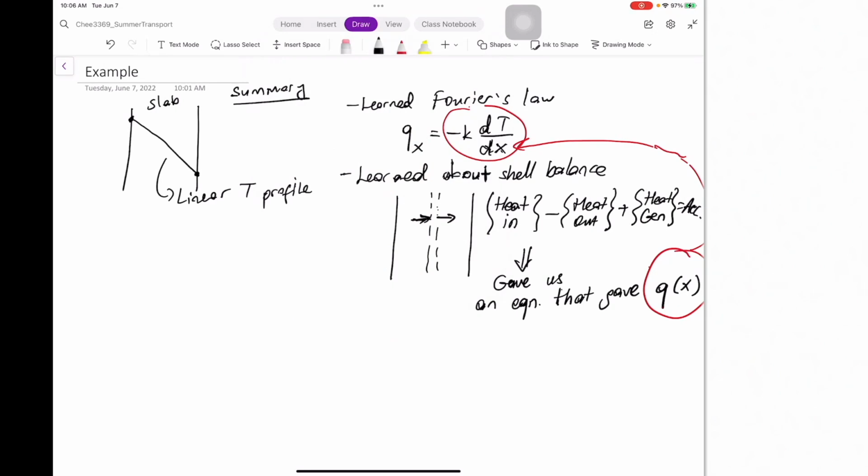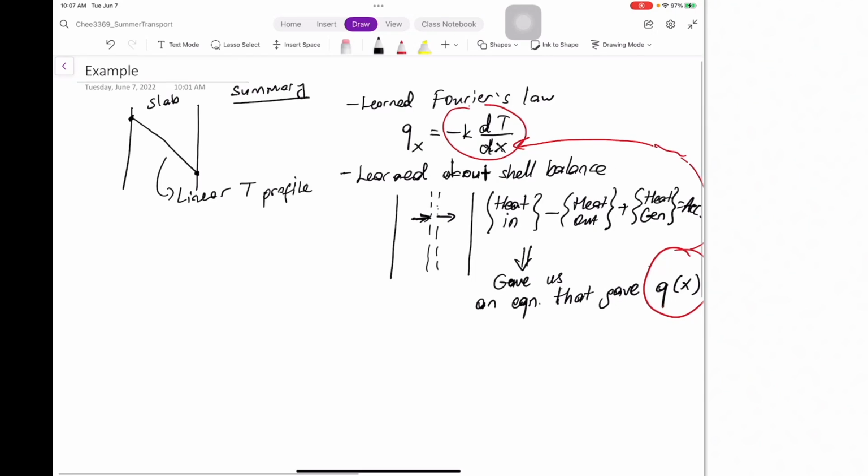And one thing we learned was whenever the temperature gradient is a decreasing function of position, we said that the flux is going to be towards the plus x direction. But when you have a temperature profile like this, we said that the flux is going to be to the left. So we said that the heat is transferred from larger temperature to lower temperature.